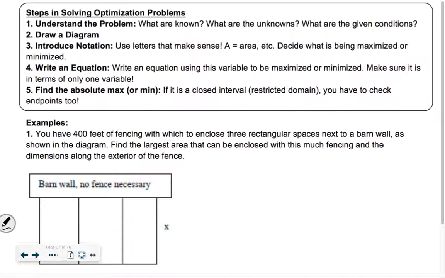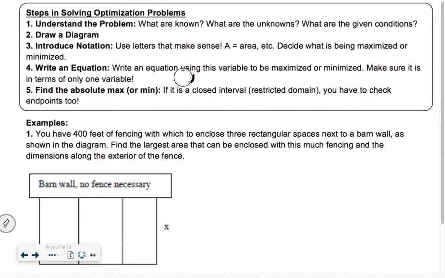Does this make sense? Okay, so it says write an equation using the variable to be maximized or minimized. Make sure it's in terms of one variable. So if we're minimizing an area, we don't want area to look like length times width. We want area to only be in terms of length or only be in terms of width before we take the derivative. Otherwise, we're doing implicit differentiation, and it's going to get a little crazy. Okay, so we're going to try to get it to a single variable.